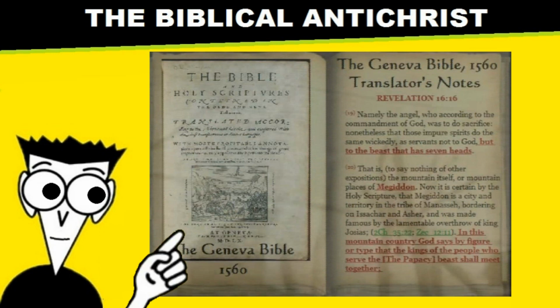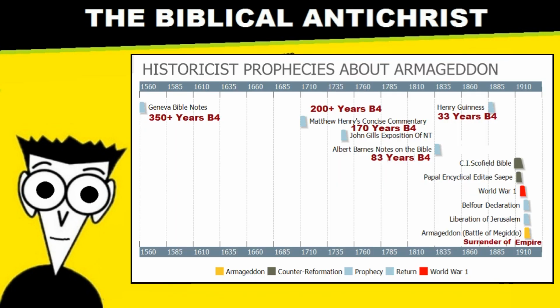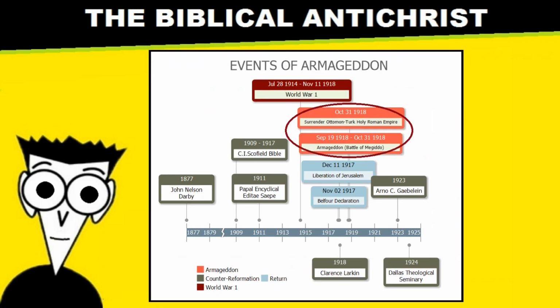In the previous video, you saw that the prophecies of Armageddon had previously been around since the Reformation, almost 460 years ago. And the historicist prophecies of Armageddon never included the fantastical explanations that became a standard part of the Jesuit Counter-Reformation rapturism promoted by C.I. Scofield and his associates or students, like Hal Lindsey and Tim LaHaye.